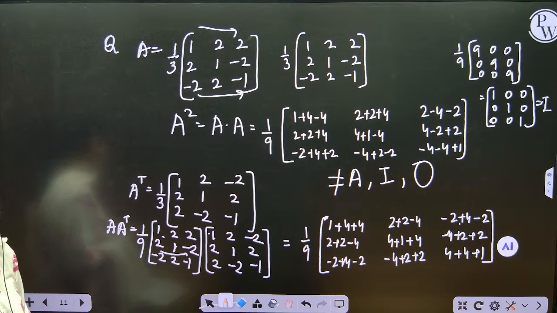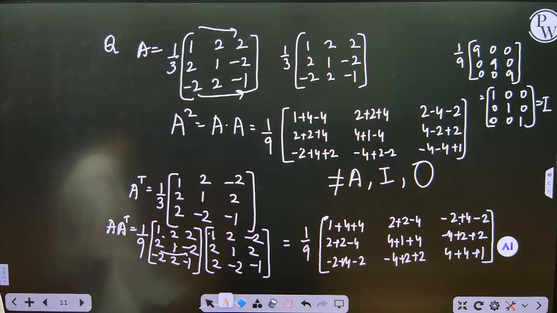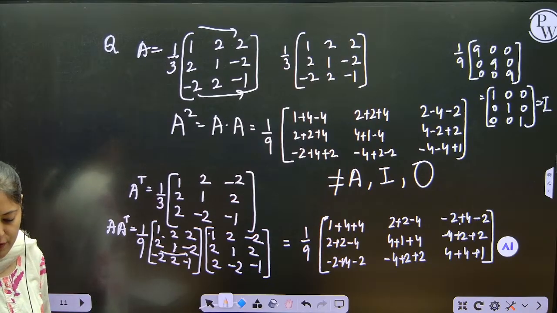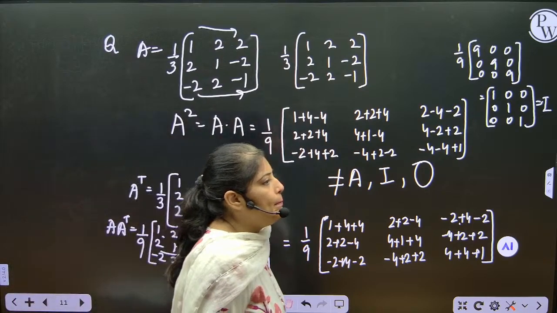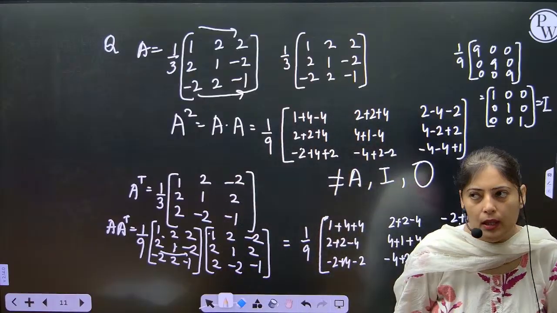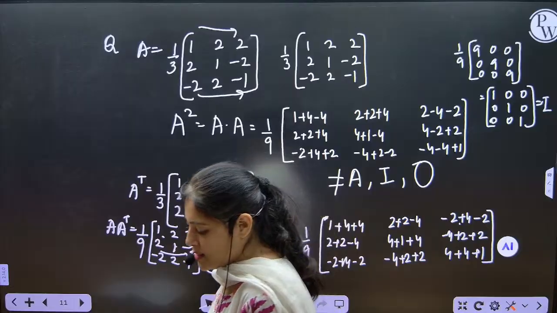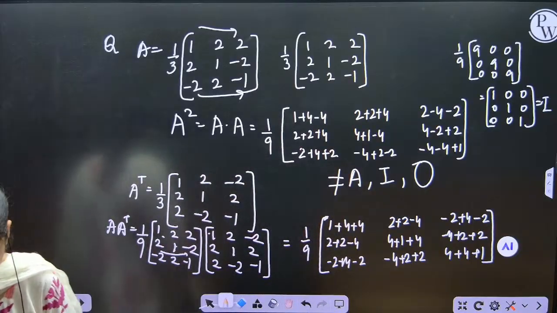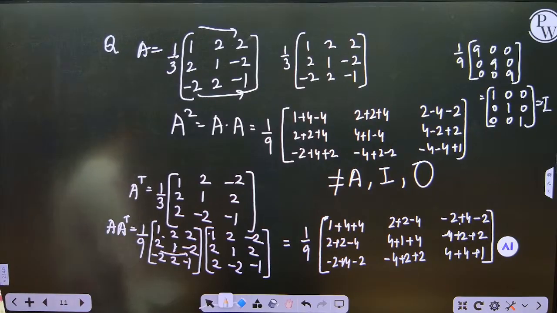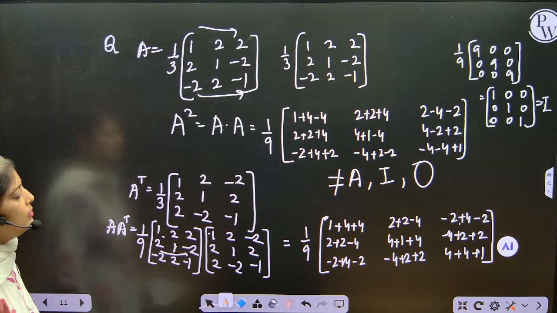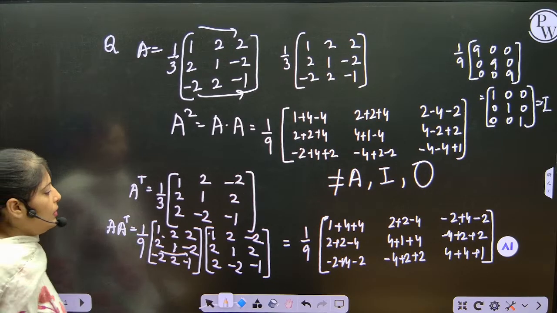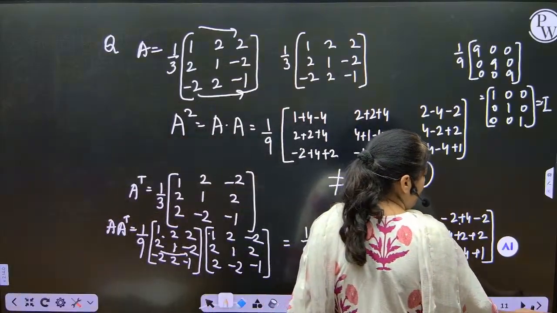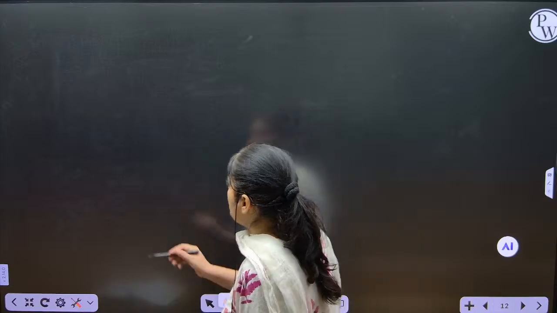Now one more question I'm taking. Involutory matrix means A square is identity. Then we have to prove that I minus A into I plus A is nothing but the null matrix, the zero matrix. That I'll prove now. Do this question quickly and then I'll proceed. Next question.